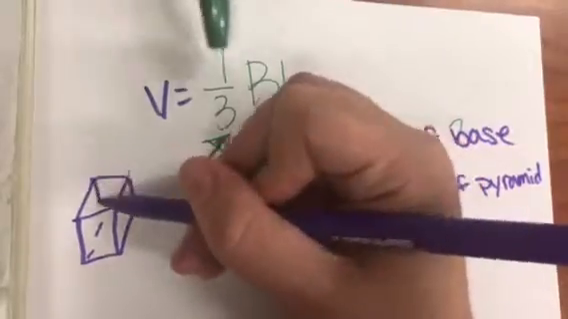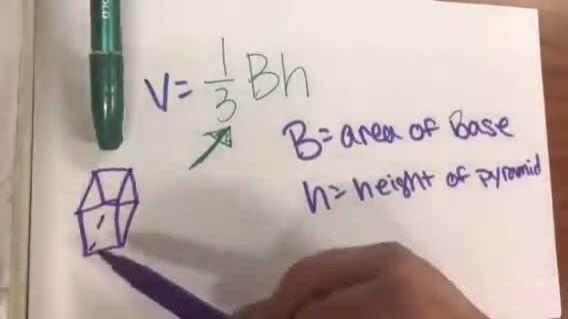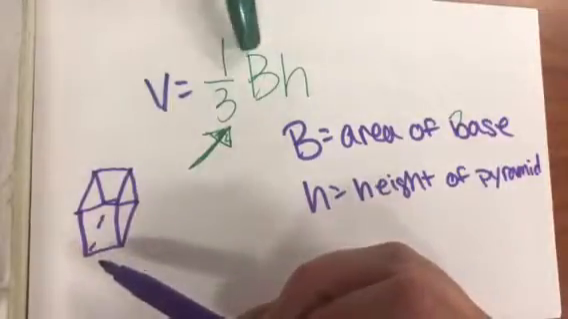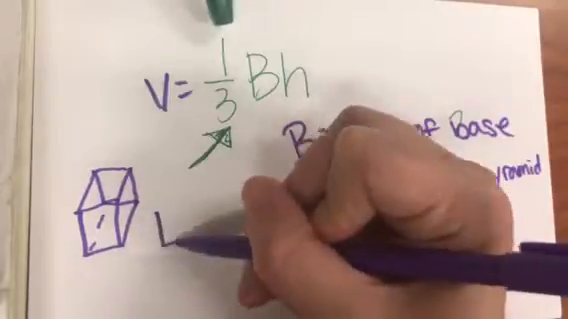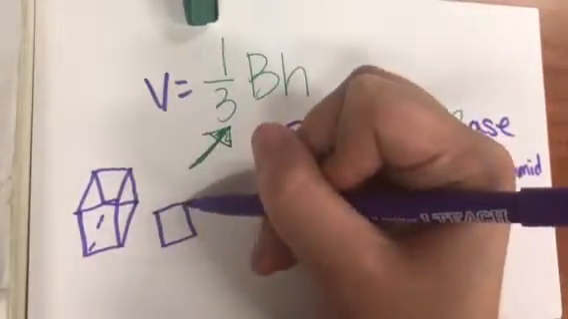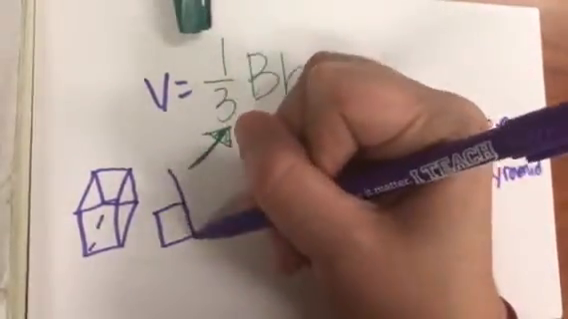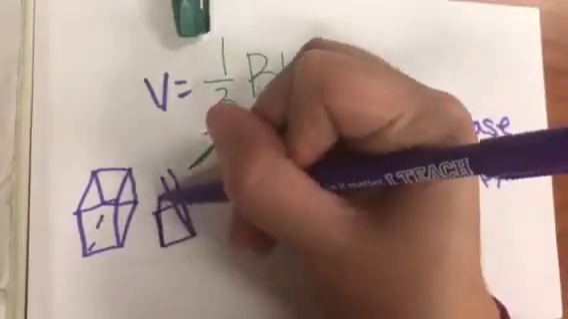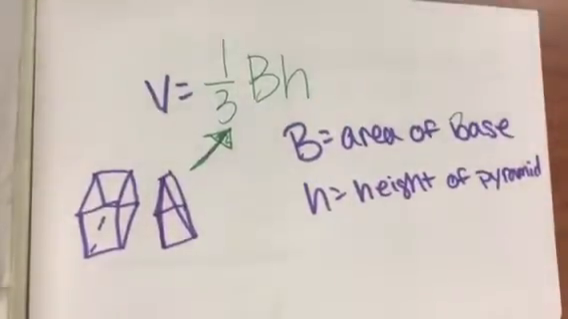That's all it is. The volume of any prism that has the same area of the base and the same height will give you the same volume as a pyramid. I said area earlier, it'll give you the same volume. Okay, let's look at this.